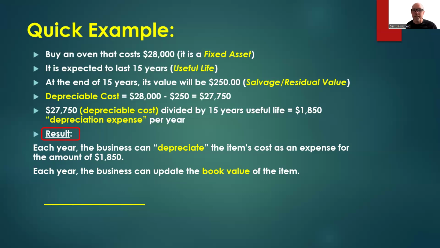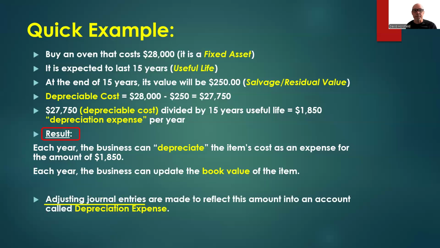Again, using terms that we haven't unpacked yet to help you see where we're going. And ultimately, adjusting journal entries are made to reflect this amount into a new term, a new account that's going to go into the chart of accounts called depreciation expense. Lots going on. Let's take a look at some of the language.